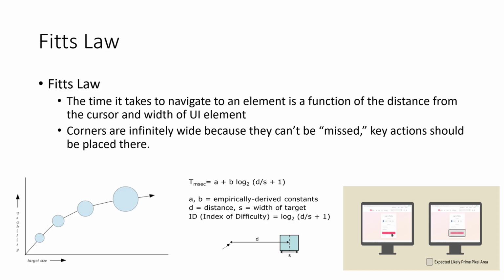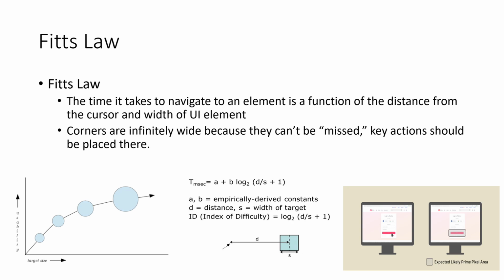Then we have Fitts law. This is more about navigation to an element in a digital system. So Fitts law says the time it takes to navigate to an element is a function of the distance from the cursor and the width of the UI element. So a bigger button will take less time to get to from anywhere on the screen because it's large.